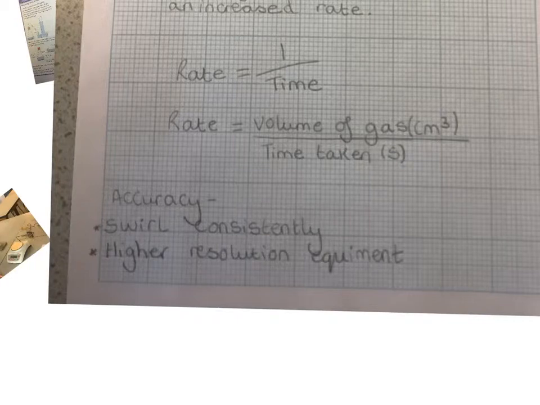So swirl consistently. This was something that didn't happen in the demo that we just did, but if you are going to swirl, you have to swirl consistently using the same force every time. So to be really accurate, you'd use a piece of machinery that would constantly be swirling for you. If you aren't going to swirl, you don't swirl at all. High resolution equipment: you could get the gas syringe to measure, instead of measuring to centimetres cubed, which is what it measured to, you could get it to measure to millimetres cubed. So it's a higher degree of resolution, making your results more accurate.